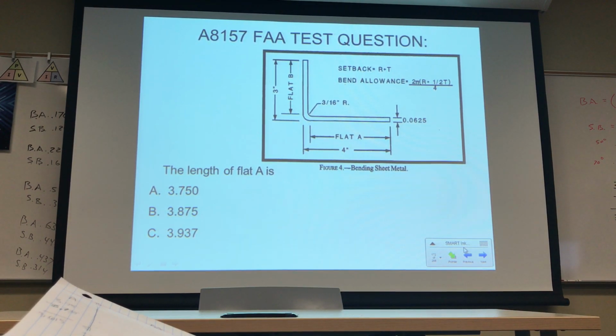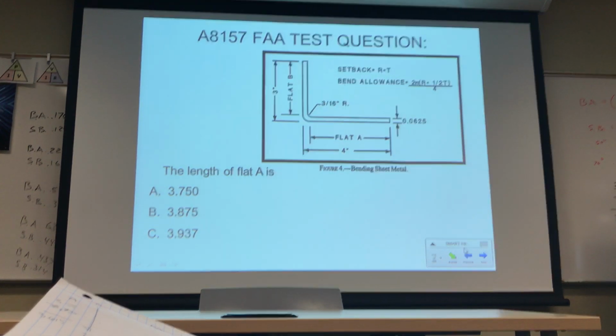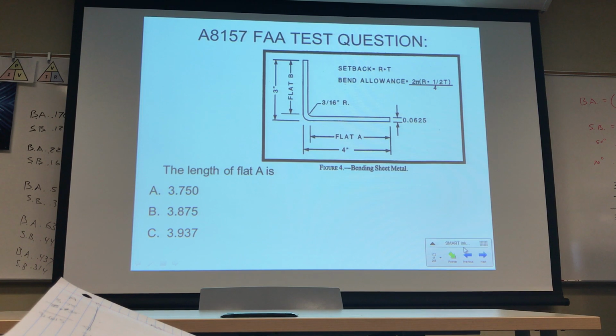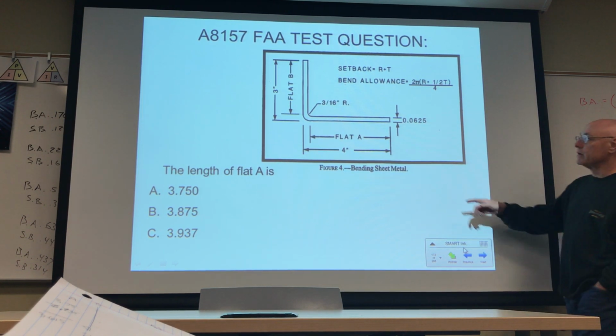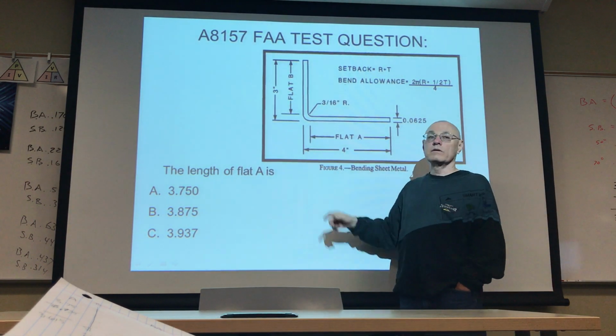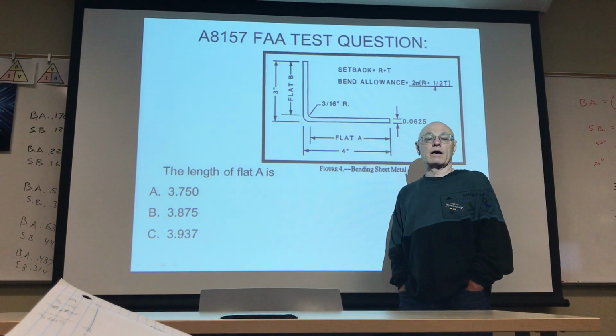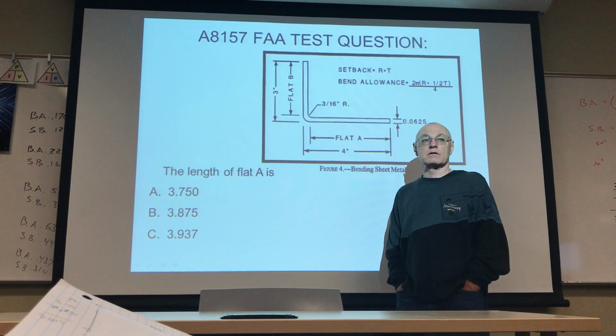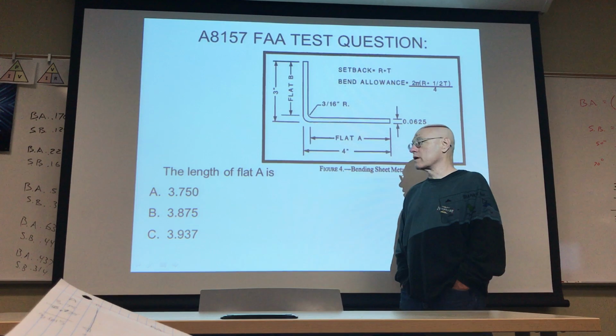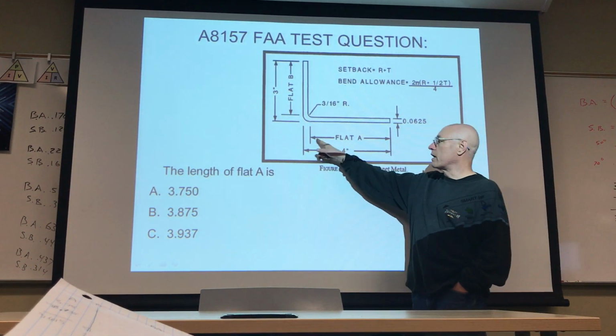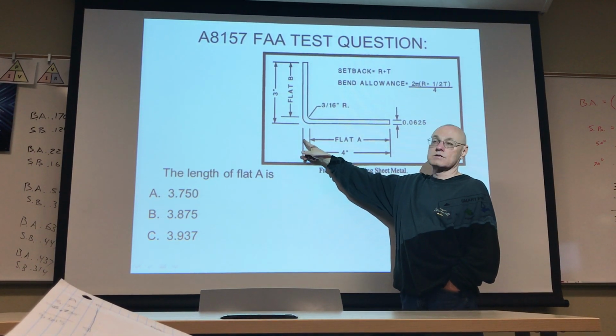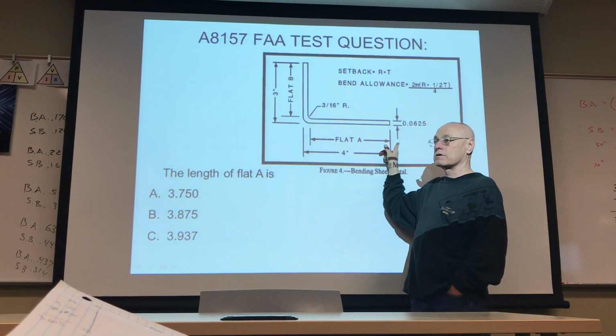Some of the questions, you don't have to do much in the way of calculation, but you have to understand the theory of bend allowance. Here's a good example, the length of flat A. The finished dimension for the part is 4. What did you have to subtract out of that in order to get the unbent section? You had to subtract setback. So to get this dimension, you'd have to subtract the setback to figure out what the unbent section is.